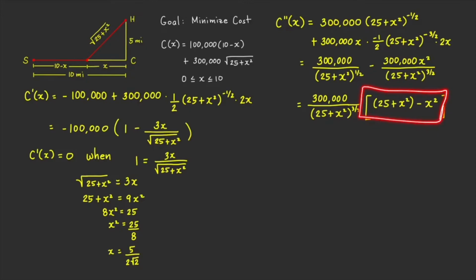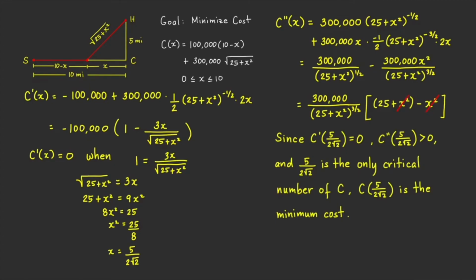Now, as you can see from this one, x squared minus x squared is just equal to 0. So therefore, the c double prime here, the second derivative, is always greater than 0. So since the value of the derivative at this critical number is equal to 0 in this case, and the second derivative is positive, by the second derivative test, we have a local minimum. But since this is the only critical number of the function, this local minimum is an absolute minimum. So therefore, this function value is the minimum cost.